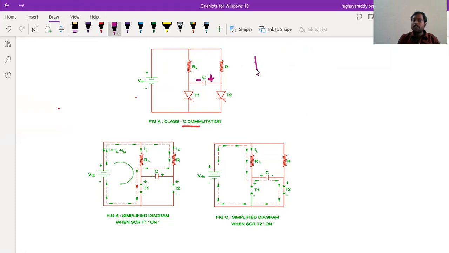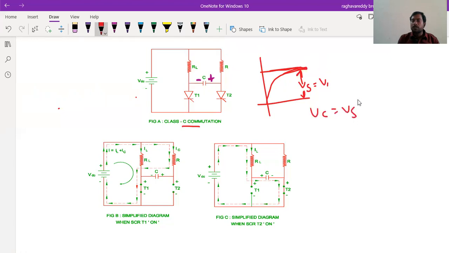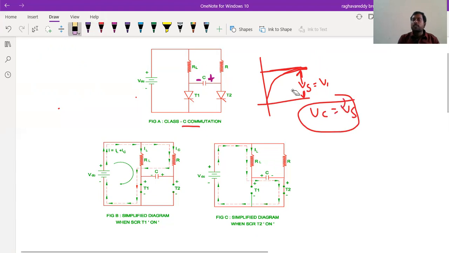Once the capacitor is fully charged, the capacitor will charge in an exponentially increasing manner, 1 minus e power minus t by tau. This is the capacitor charging equation. In this way the capacitor charges. If the capacitor reaches the maximum position, it will charge until the capacitor voltage is equal to the supply voltage. Until the capacitor voltage reaches the supply voltage, it keeps charging; after that, the capacitor will not allow any charge through it.